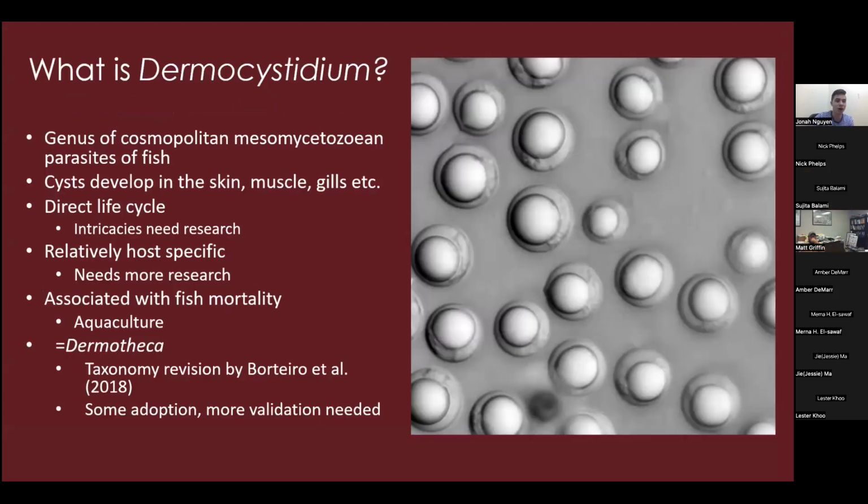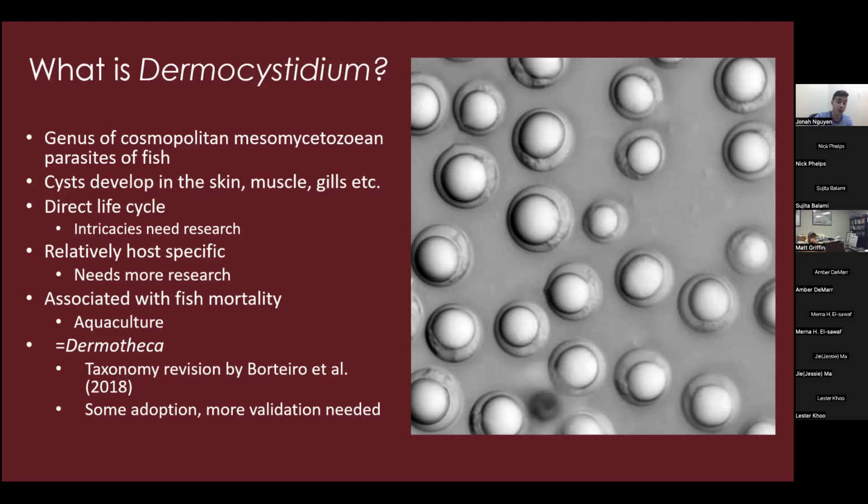So in general, what is Dermocystidium? It's a genus of cosmopolitan mesomyzetozoan parasites of fish. Other mesomyzetozoans, things like Spherothecum, Rhinosporidium, are kind of in between animals and fungi. The cysts develop in the skin, muscle, gills, etc. Kind of depends on the fish host and the species of Dermocystidium.